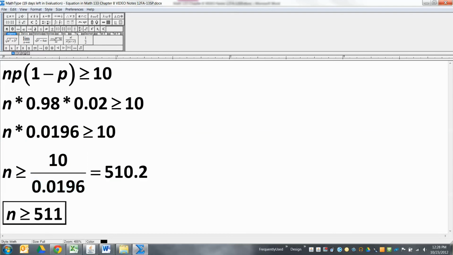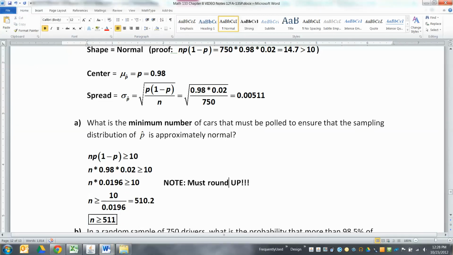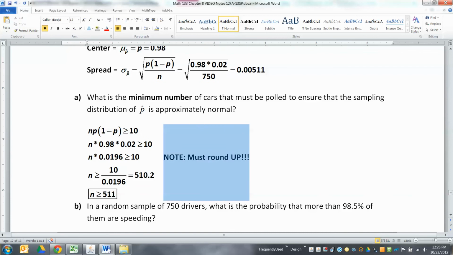You must round up. You can't go any lower than 510.2. If you go any lower than that, you won't have normal. You won't be bigger than 10. So we have to round this up no matter what to 511. And that's what I wrote right here. We must round up no matter what, period.